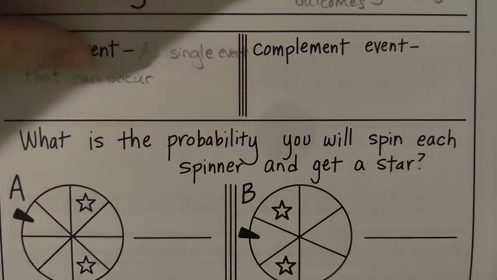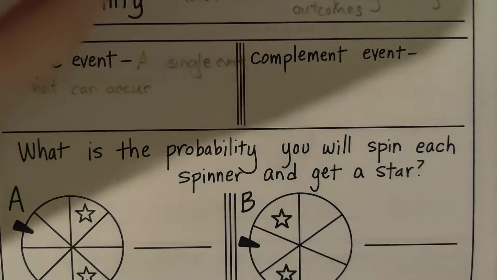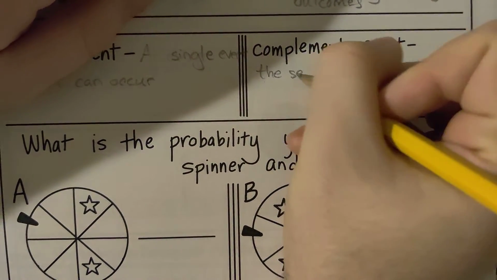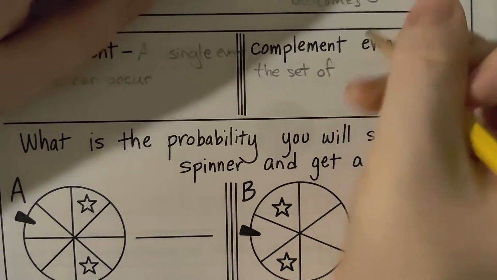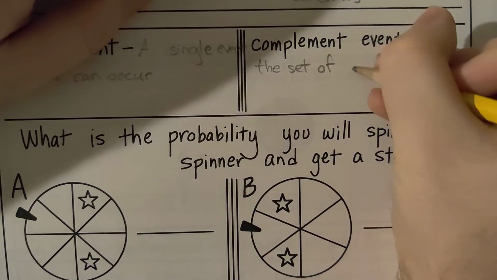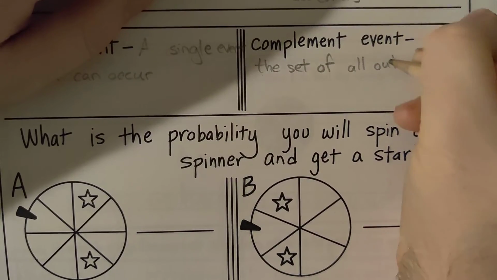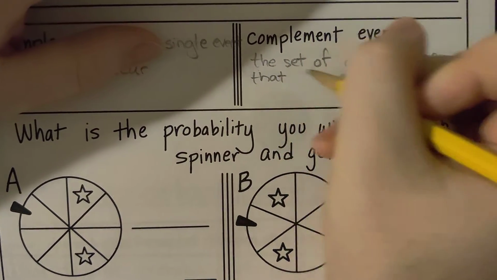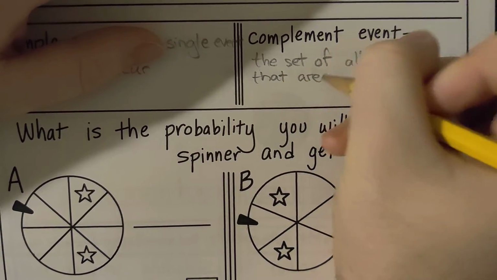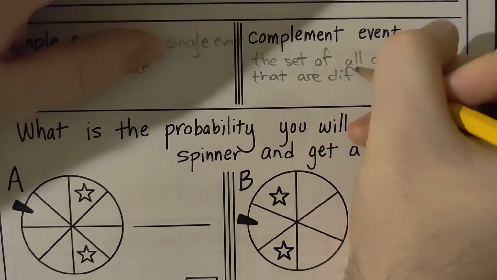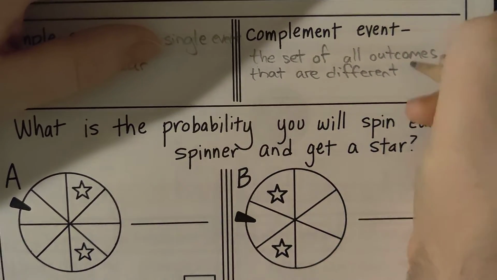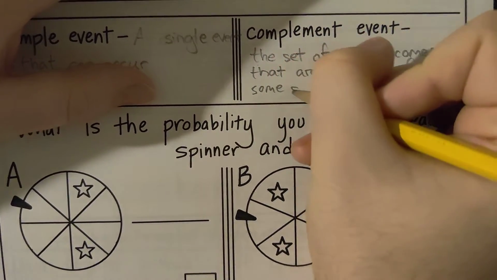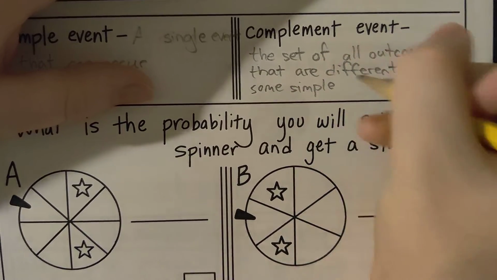Let's talk about a simple event, so we can talk about its complement event. A complement event is the set of all outcomes that are different from some simple event. Now, this is some specific simple event, right?